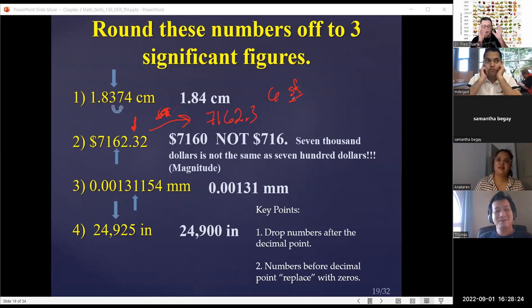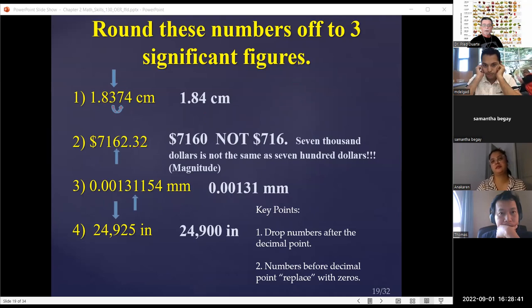All right, so be aware of the problem. Sometimes in this case, because we're only doing 3 sig figs, we drop the 3 and 2, but it could be a scenario where you have to keep a number after the decimal point. It all depends on the question. Okay. All right.